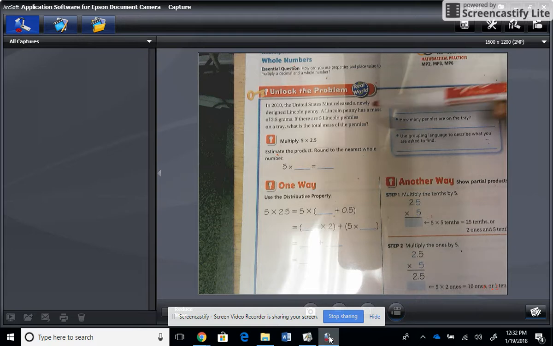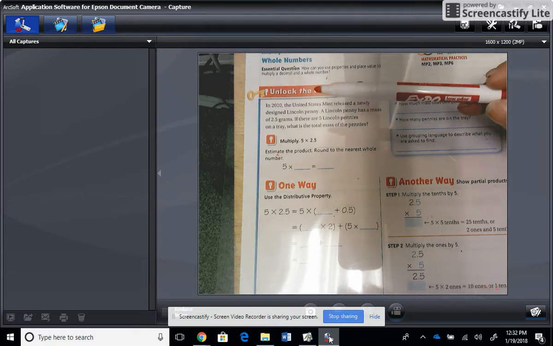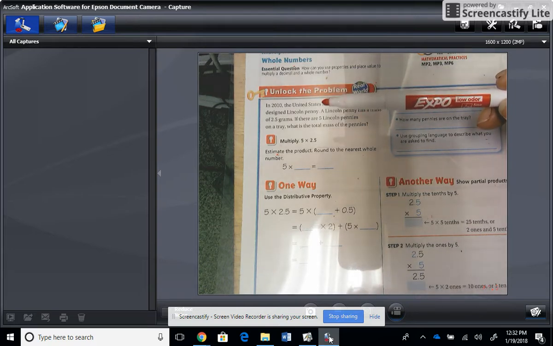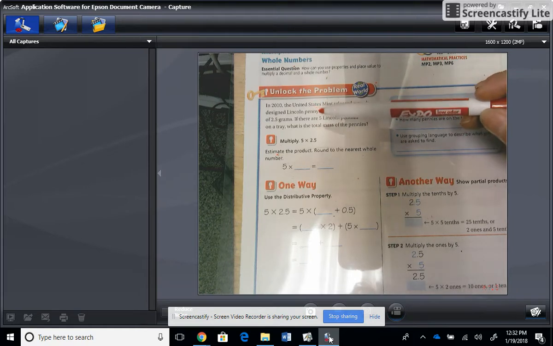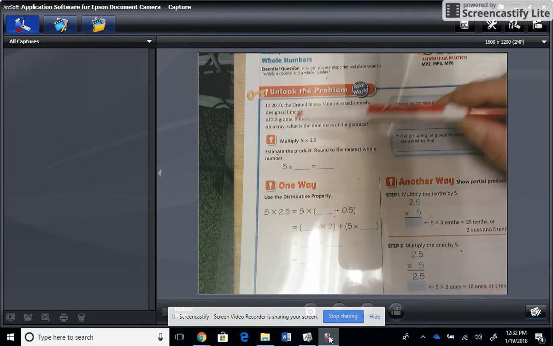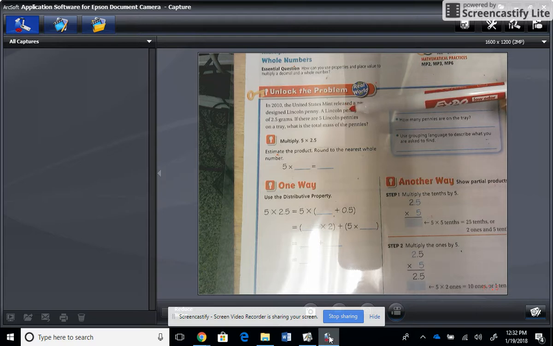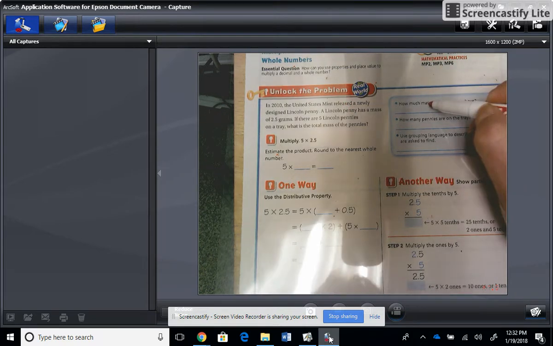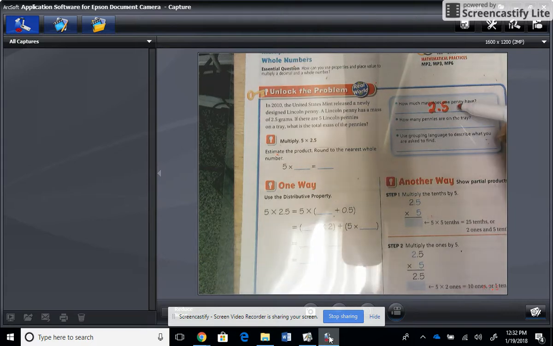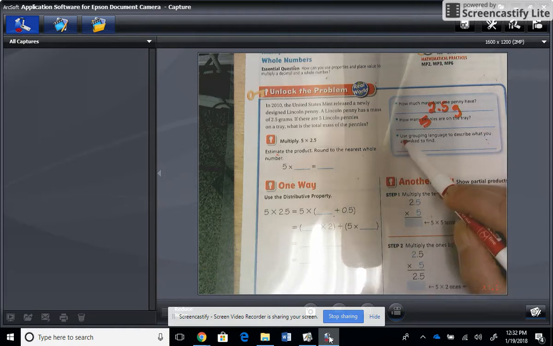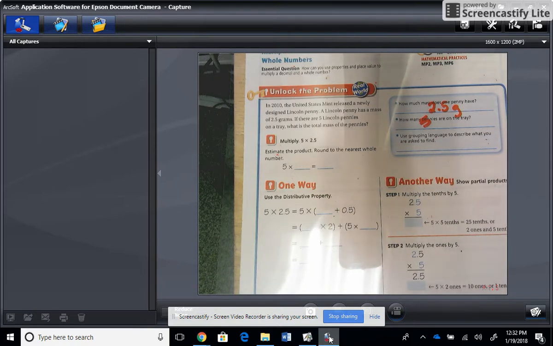A Lincoln penny has a mass of 2 5/10 grams. If there are 5 Lincoln pennies on a tray, what is the total mass of the pennies? How much mass does one penny have? Well, we know it has 2 5/10 grams. How many pennies are on the tray? 5. Use regrouping language to describe what you're asked.